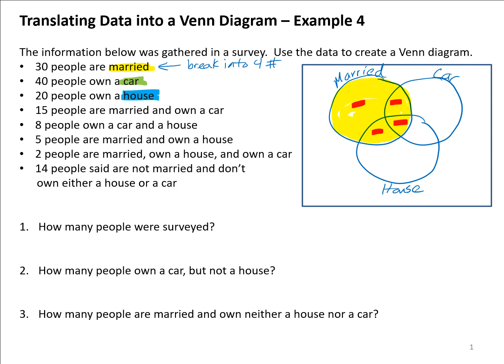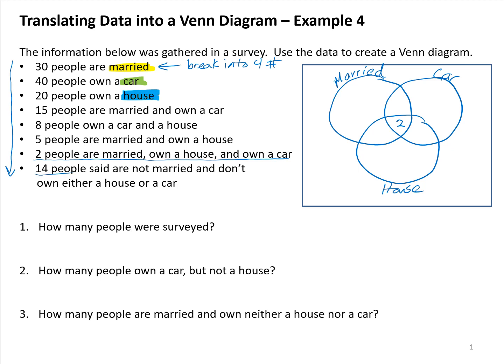So same thing could be said for 40 people own a car, 20 people own a house. In fact, sometimes it's best to go all the way down the list to where you get the most specific information. And when we look all the way down through the list, these last 2 actually happen to be the most specific because this says 2 people are married, own a house, and own a car. So what that's telling me is that I have 2 people who are in the intersection of all 3 sets. So let me give myself some room here, put that information in. So I've got 2 people that are right at the intersection of everybody, right in the center.